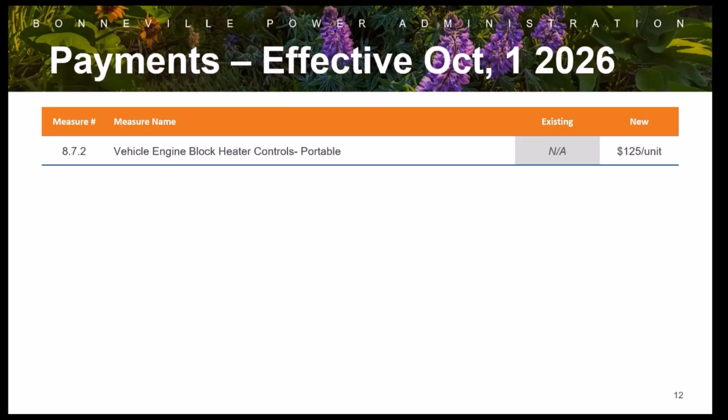The payments are really just for that vehicle engine block heater control, the portable one. They retail for around $150 a unit, so we're looking at a $125 per unit payment there. This is to keep a little bit of skin in the game, particularly since these are portable, but still give a good amount of incentive for the purchase of these engine block heaters. And the normal amount for the hardwired, I believe, is 250 or 200. So these are a little lower than what's there, but also the retail cost is a little lower as well.